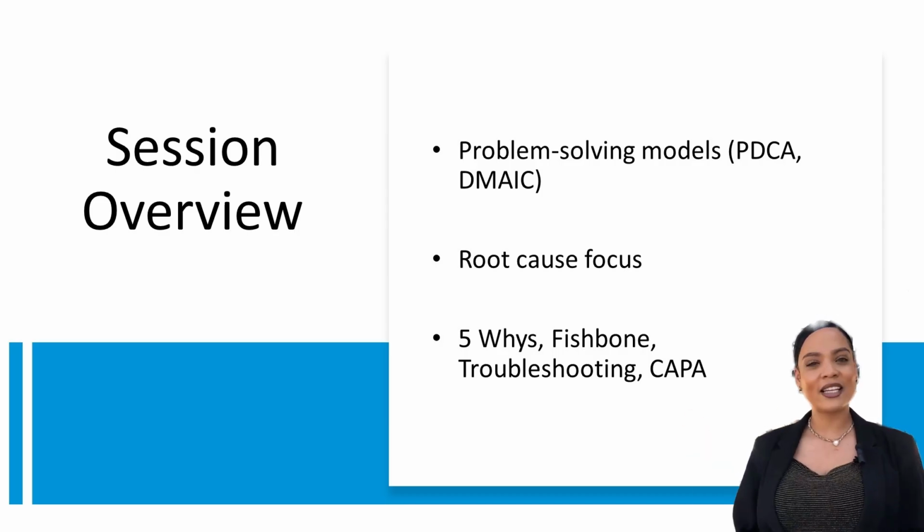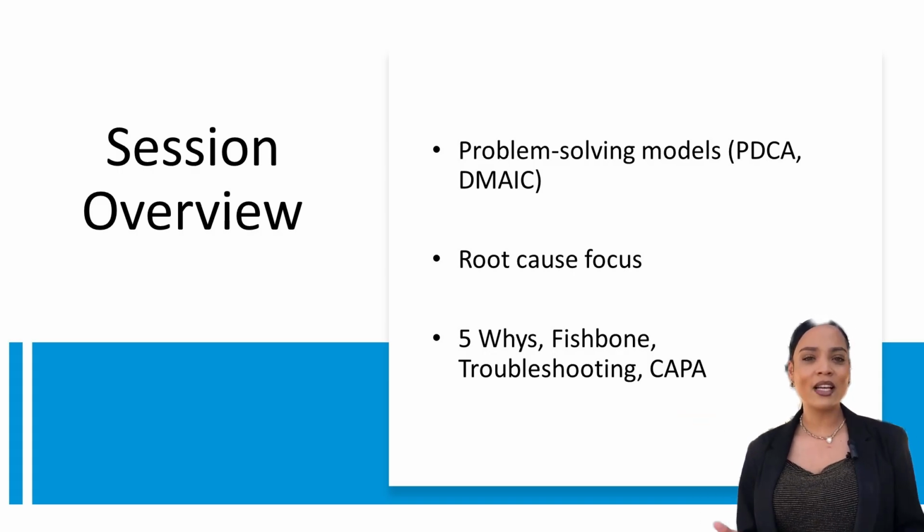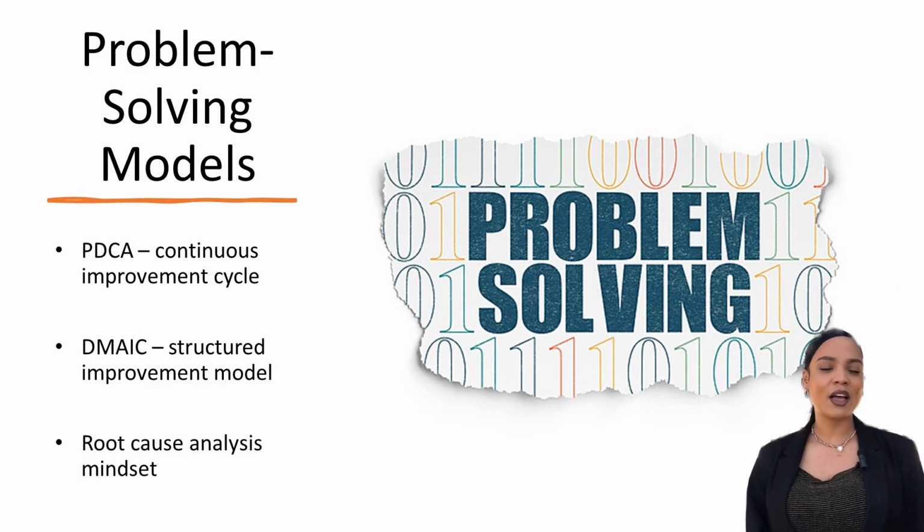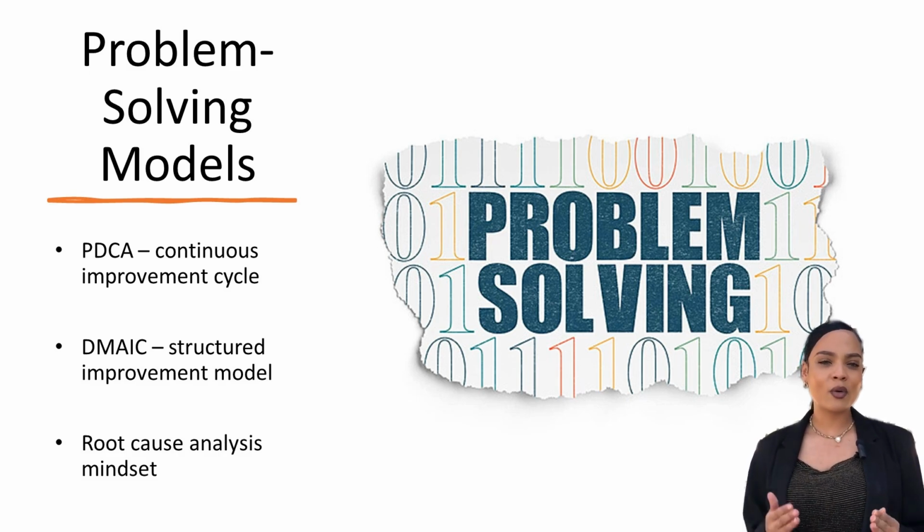Let's start by looking at the overall idea of problem-solving models. Then we will break them into specific tools. In production supervision, we don't just randomly solve problems. We follow structured models. The main models we'll focus on are: 1. PDCA, plan, do, check, act. 2. DMAIC, define, measure, analyze, improve, control. 3. A general root cause analysis, RCA, mindset. I want to walk you through each one slowly and connect them to your daily supervisory role.